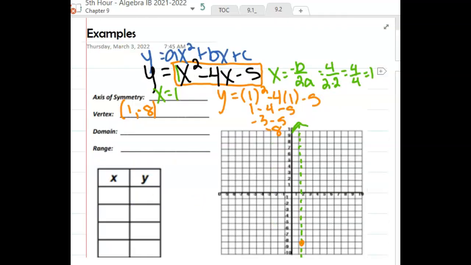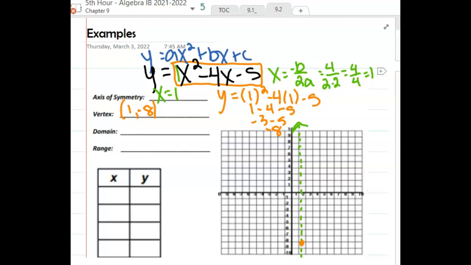Okay. So this one we started yesterday. We have the axis of symmetry, x equals the opposite of b over 2a. Then we plug that -1 in here, -1 squared minus 4 times 1 minus 5, and we got -8. So that's what we did yesterday.